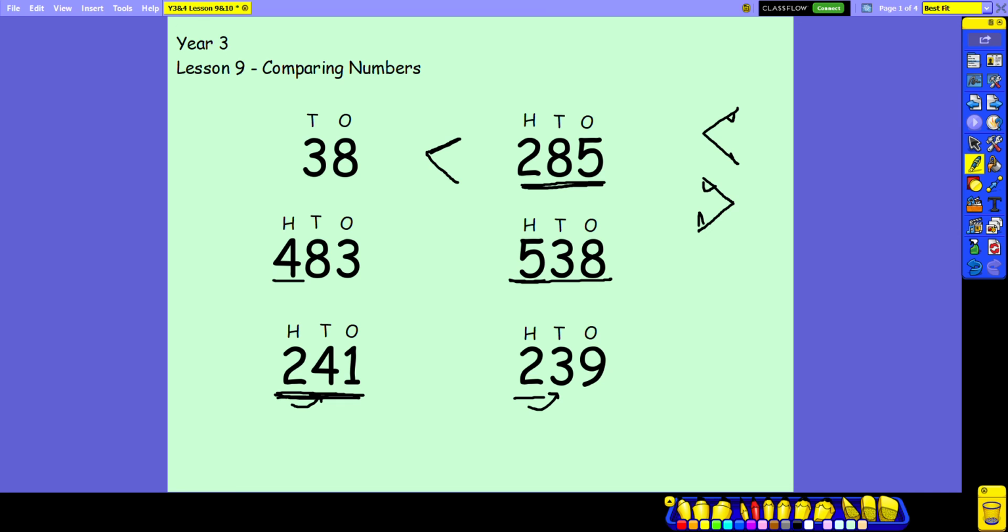So again, I've underlined it to remind us, so they always eat towards the larger number, so that would show that 38 is less than 285. Again, in this case, it's going to eat towards the larger number, which is on the right-hand side. So 483 is less than 538. In the final example, it's facing the other way because the larger number is to the left. So that would read 241 is greater than 239.